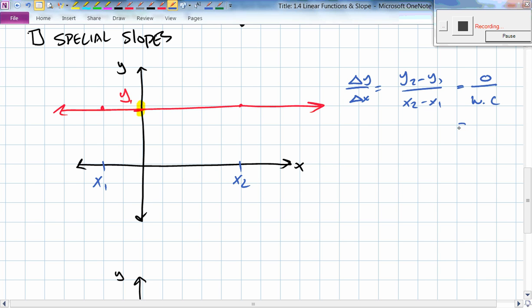Because the answer is going to be what? 0, very good. Except, what is the one exception to 0 over who cares? Nope. 0, there you go. 0 over 0. What do we call that? We call that calculus. All right, we'll get there later. So right now, for all intents and purposes, for us, 0 over who cares is going to be 0. That's the beauty of it. So that means that this line has a slope of 0.